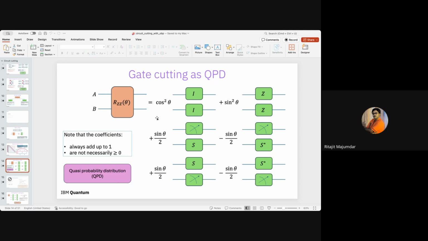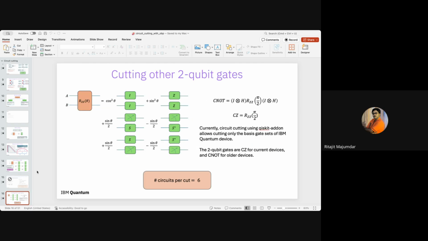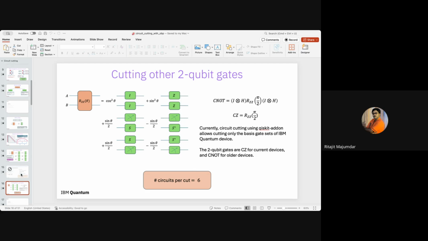So this is the idea of gate cutting: you take a circuit and cut it down like this. You are replacing a 2 qubit gate using single qubit gates, but not a single instance of it. You now need to run all these 6 instances. So instead of a single gate, you need to run 6 gates, and that gives you the effect of this 2 qubit gate. This is what we call circuit cutting, basically.